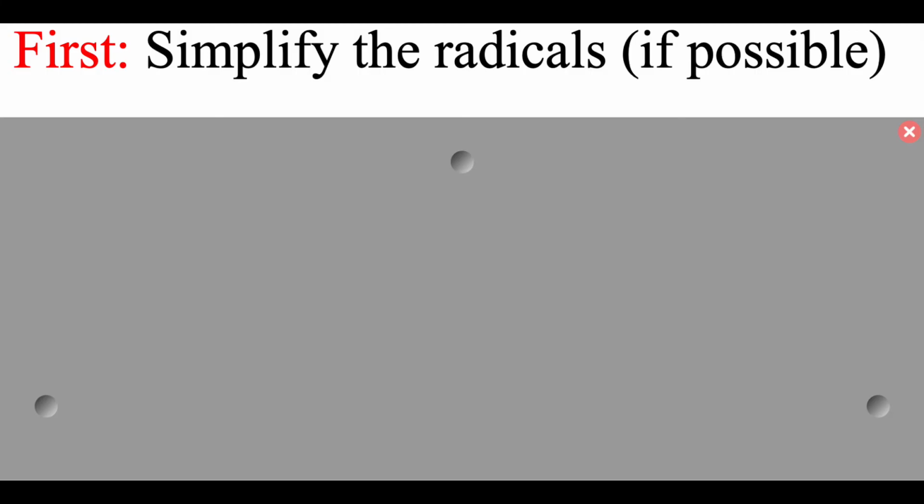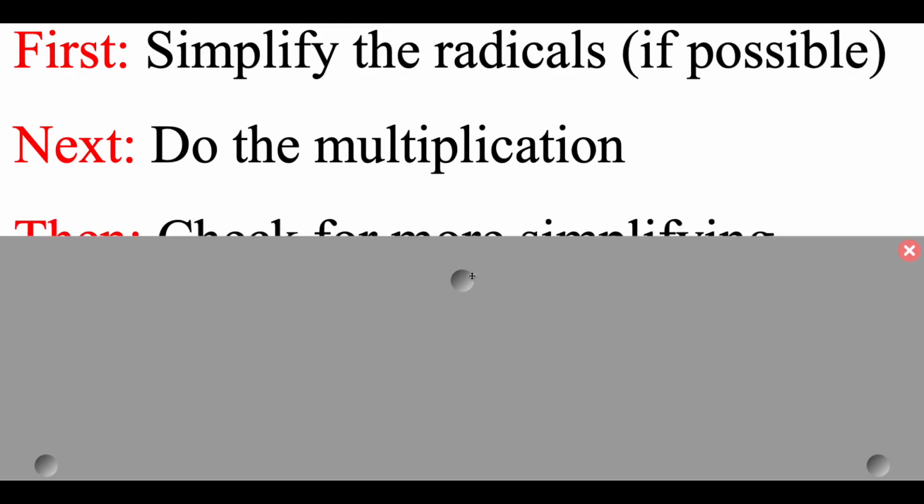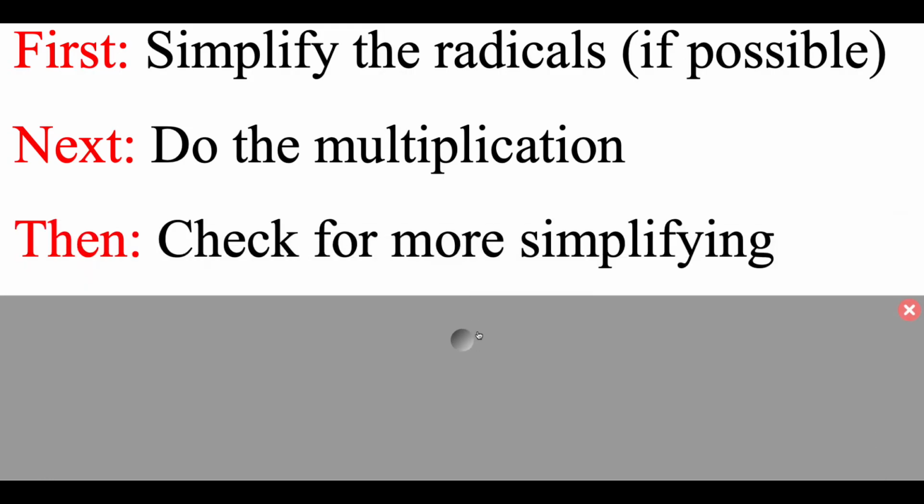Now, after we do our simplifying, the next thing we're going to do is the actual multiplication. And we'll talk about what that looks like in just a minute here. Now, as we do that multiplication, there might be some more simplifying that needs to happen at the very, very end. So after we do the multiplication, we want to check to see if there's any more simplifying that can happen.